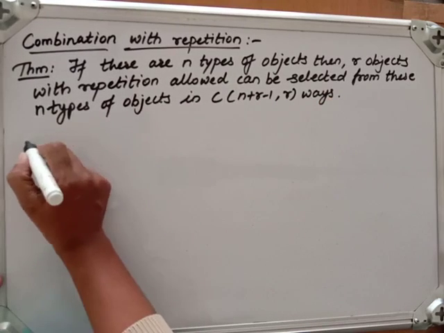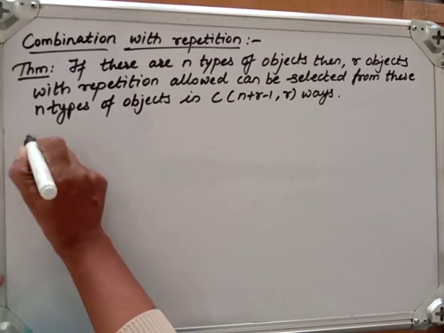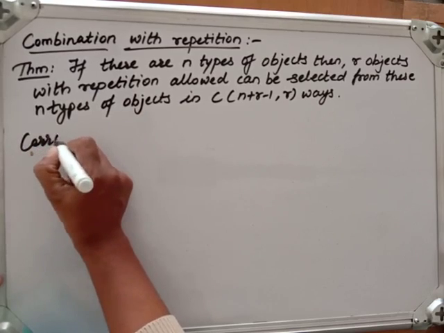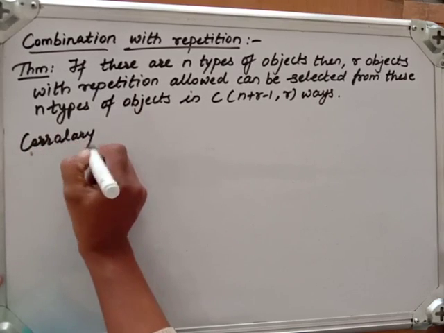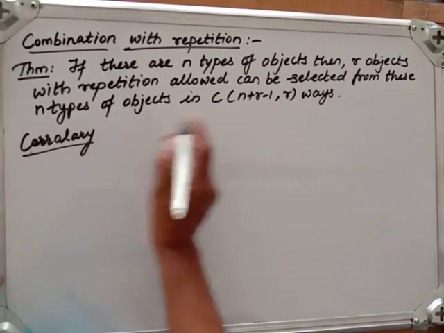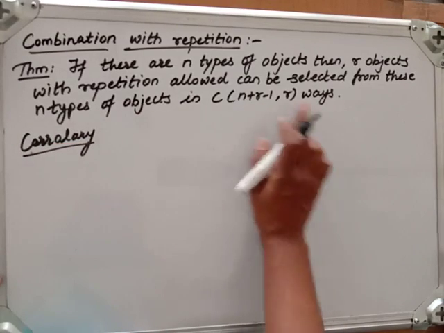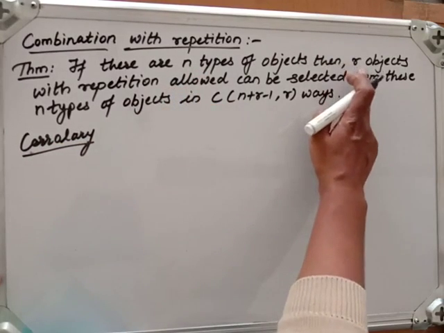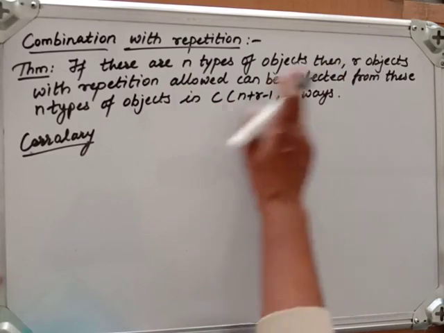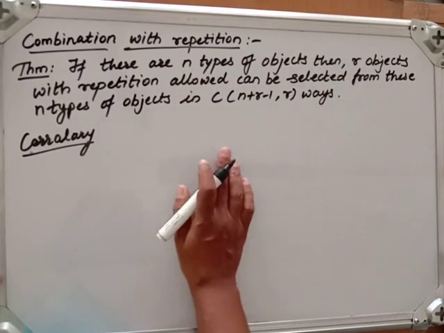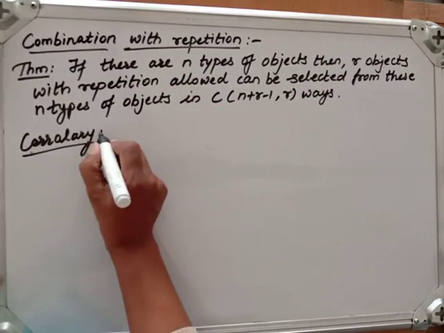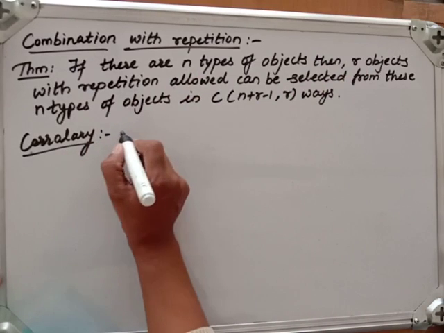That is the same as to say the corollary for this theorem. This is the formula for n types of objects, and r objects with repetition that we have to select from this. Fine. So now the corollary for this.